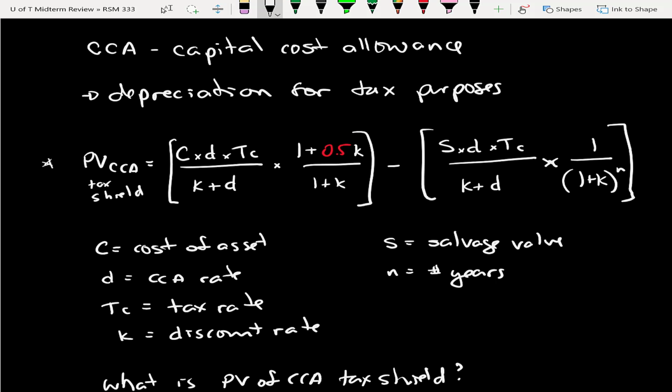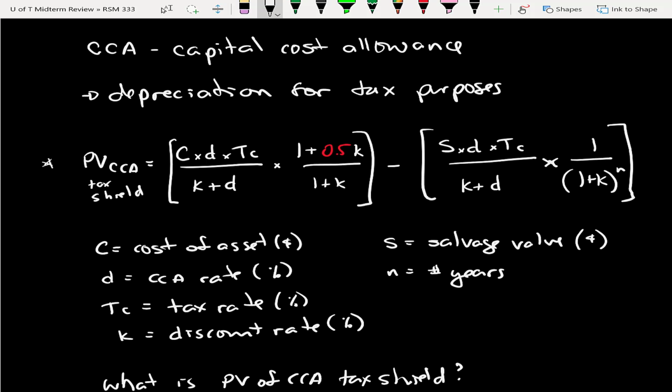Okay, so it's this formula, and the variables are: C is the cost of an asset, in dollar terms. D is the CCA rate, in percentage, the tax rate is in percentage, and the discount rate is in percentage as well. All of that will be given. Salvage value is if there happens to be any resale value at the end of the life of the asset. That's in dollar terms. And N is a number of years.